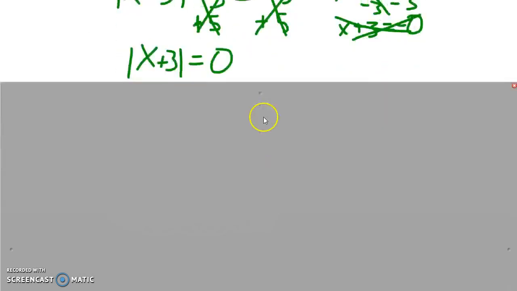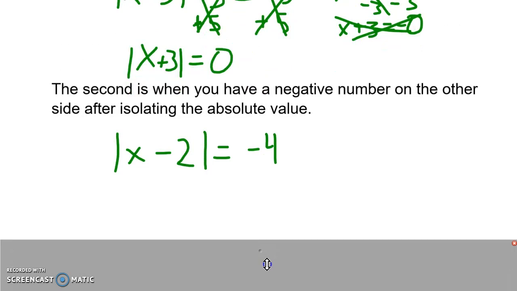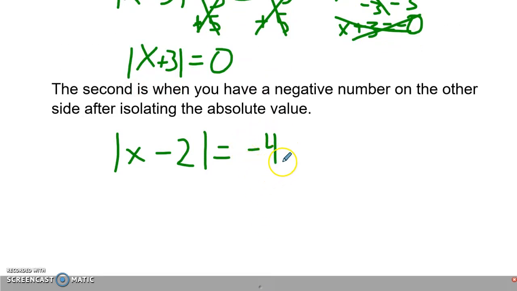The second special case is when you have a negative number on the other side after you have isolated your absolute value. If that is the case, you will have no solutions. There's no number that I can put in for x that will, after I clear my absolute value, give me a negative answer, because the absolute value always turns negative numbers into positive numbers. So no matter what I put in there, it can't be a solution for this problem.